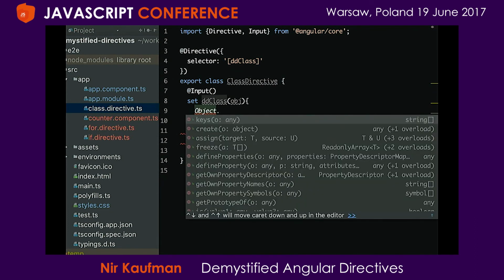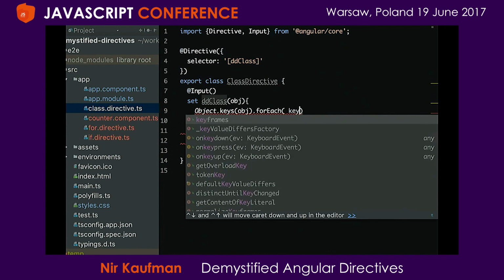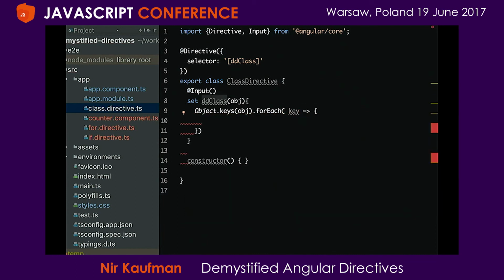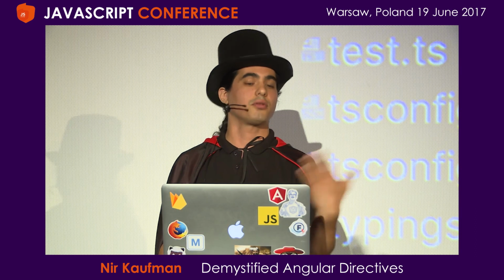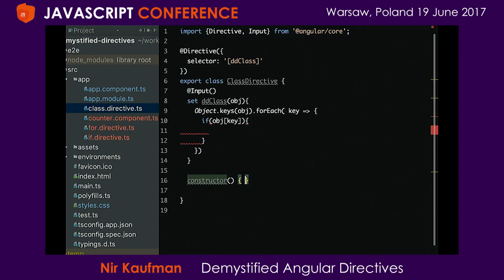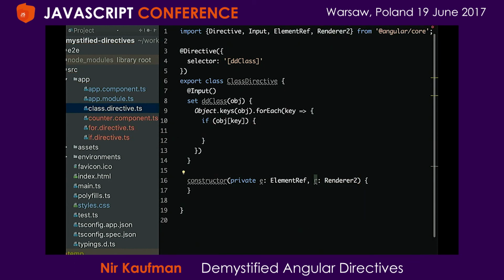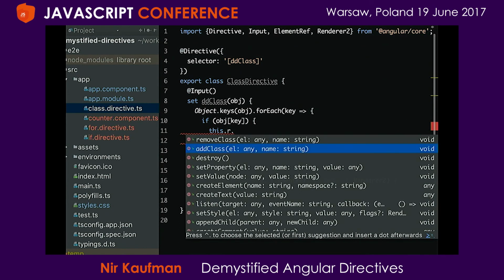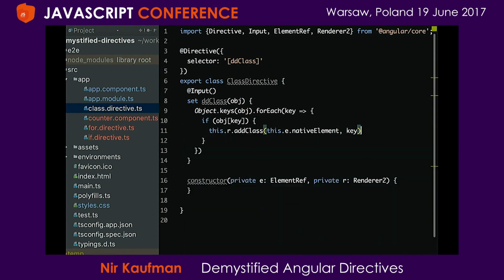And one of the ways to do it, I don't know, maybe to run on the keys, to do a for each, and for each key, I can check if this key is true. And if it is, I just need to add a class to my element. So I need the element, and I need the renderer. And if I've got both of them, I can come here and say this renderer add class to this element, native element. Which class should I add is this key.